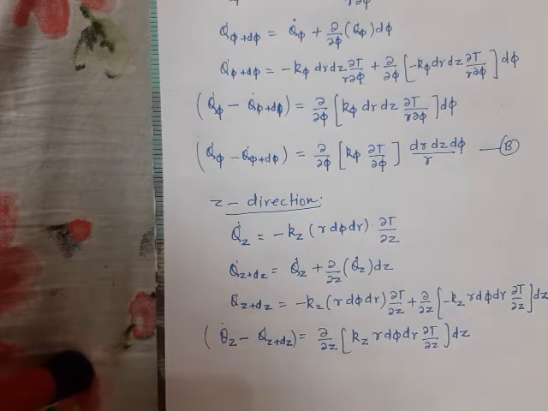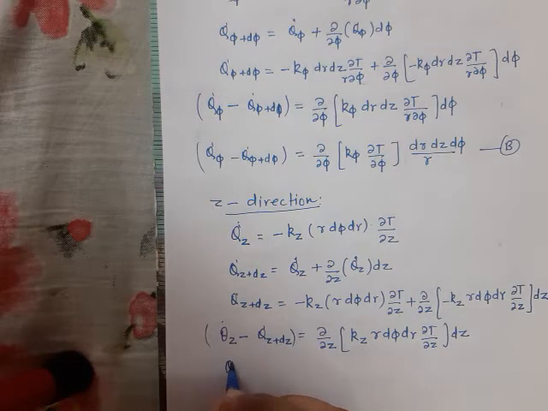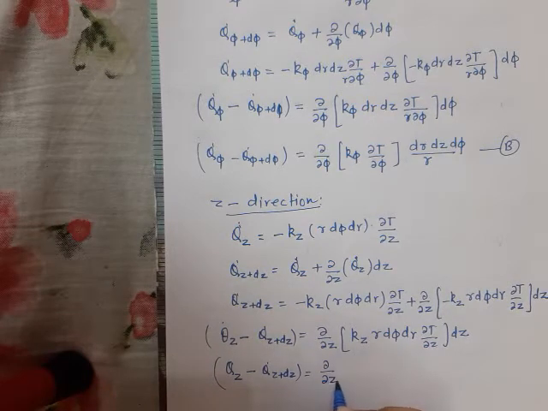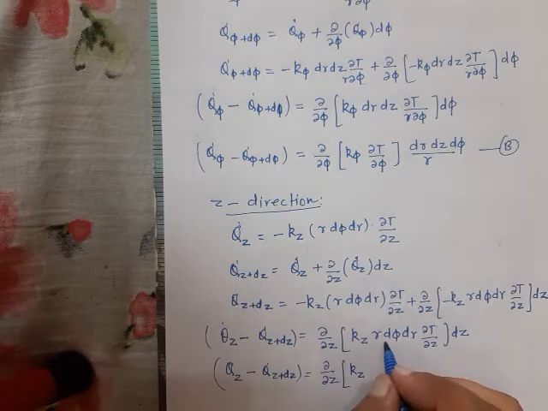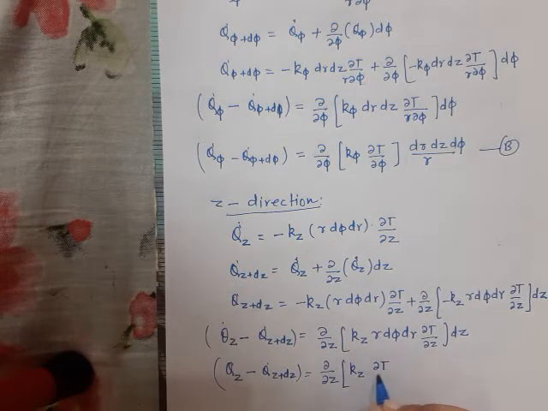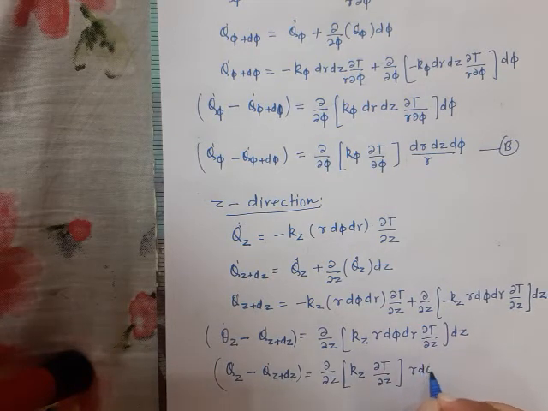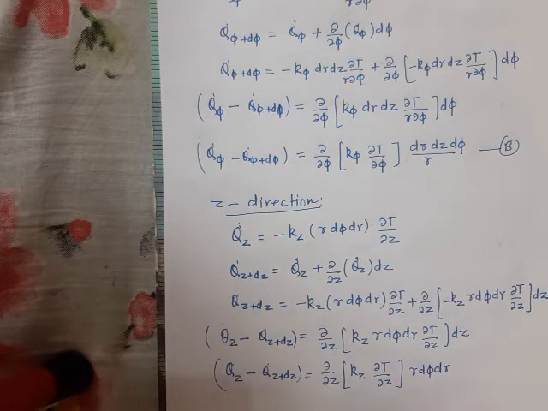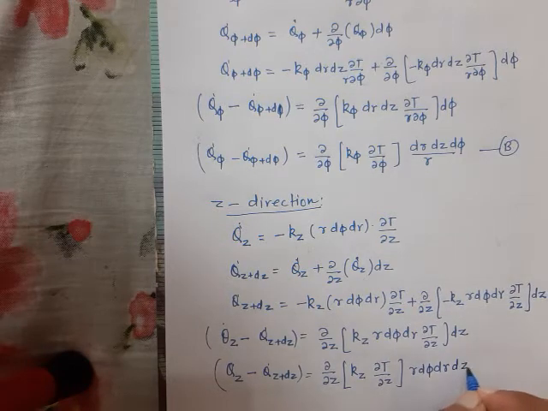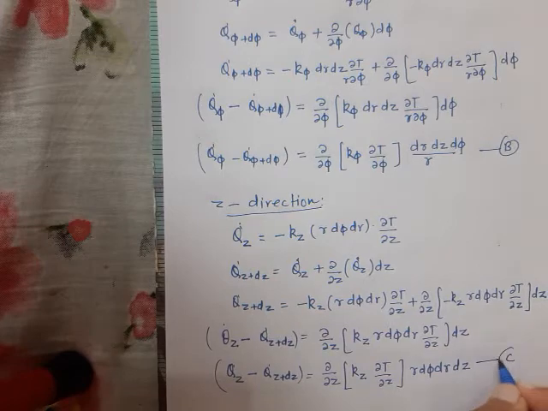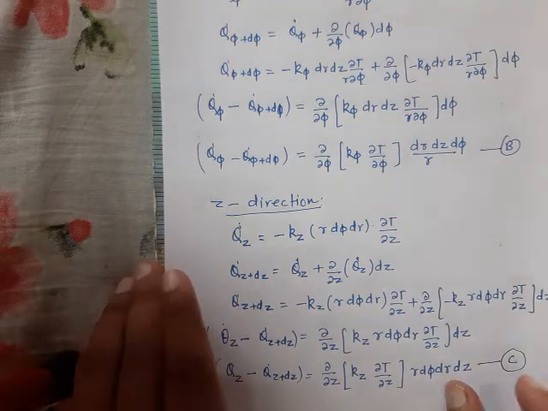Okay, I think clear to you. Now what can be taken out of the integration? q_z minus q_(z+dz) is equal to del upon del Z. k_z will remain inside because k_z is a function of z. r d phi dr can be taken out. Del T upon del Z is there. r d phi and dr has been taken out, and this is dz. Equation number C. Clear to everyone?